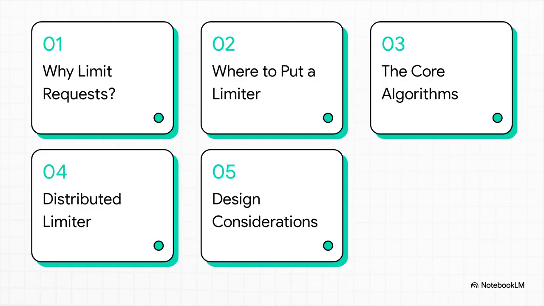So here's the game plan for this explainer. First, we'll hit the why. Then we'll figure out where this thing actually lives in a system. After that, we get to the fun stuff, the brains of the operation, the core algorithms. Then we'll see how to scale it for the real world and wrap up with some key design details you can't forget. Sound good? Let's go.